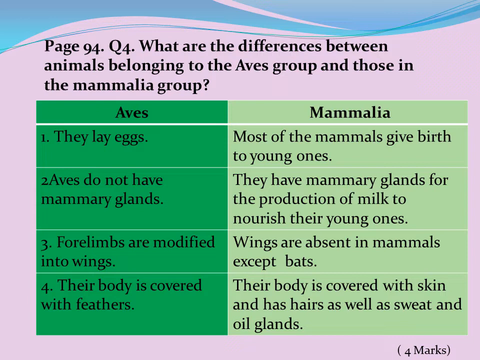4. Aves body is covered with feathers. Mammal's body is covered with skin and has hairs as well as sweat and oil glands.